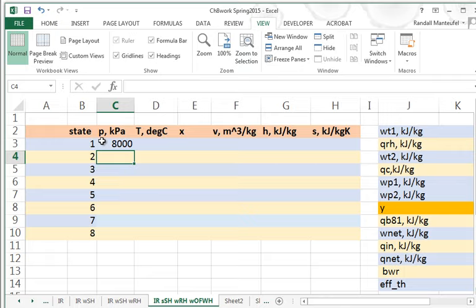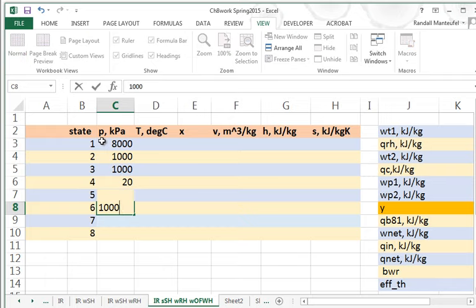What about pressure at state 2? It drops down to 1 megapascal, or 1,000 kilopascal. How about the pressure at state 3? It stays at 1,000 because it's going in for reheat. State 4, it drops out to 20 after the turbine, second turbine stage. Then it comes out of the condenser still at 20, comes out of that first pump at 1,000, and then it comes out of the open feed water heater at 1,000, and then it goes through the second pump and boosts it back up to 8,000.